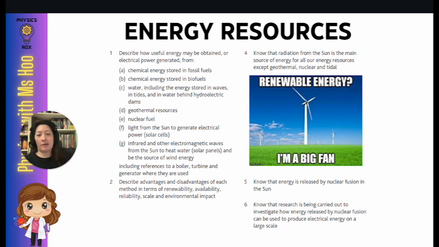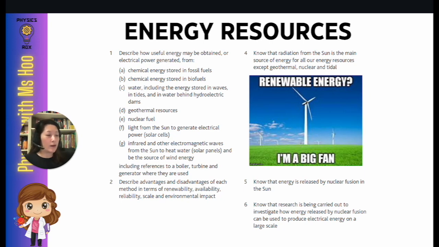So it does depend on the question. You need to describe advantages and disadvantages of each method in terms of renewability, availability, reliability, scale, and environmental impact. You need to know the radiation from the sun is the main source of energy for all our energy resources except geothermal, nuclear, and tidal.